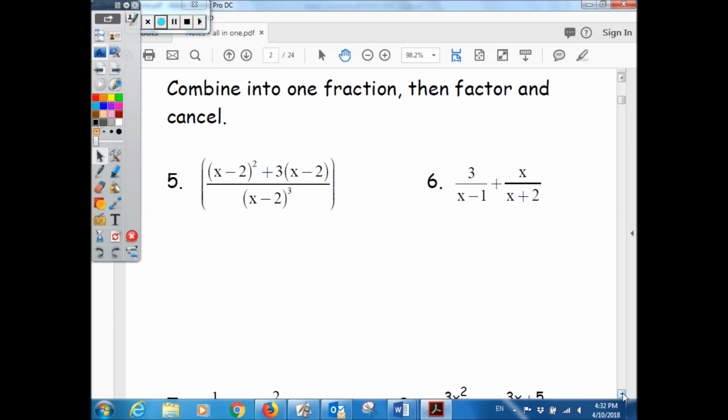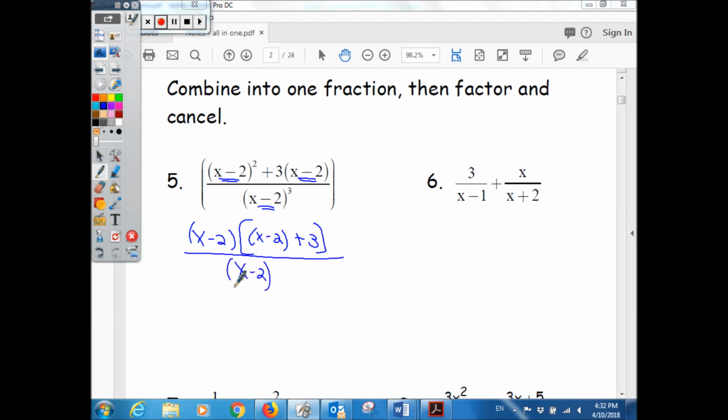Okay, number 5, we want to look for any common factors that we can factor out, and I'm seeing these x minus 2's all over the place. So in the numerator, I've got x minus 2 squared, and I've got 3 times x minus 2. So I'm going to factor out one of the x minus 2's, which leaves me with x minus 2 plus 3. In the denominator, I've got x minus 2 cubed.